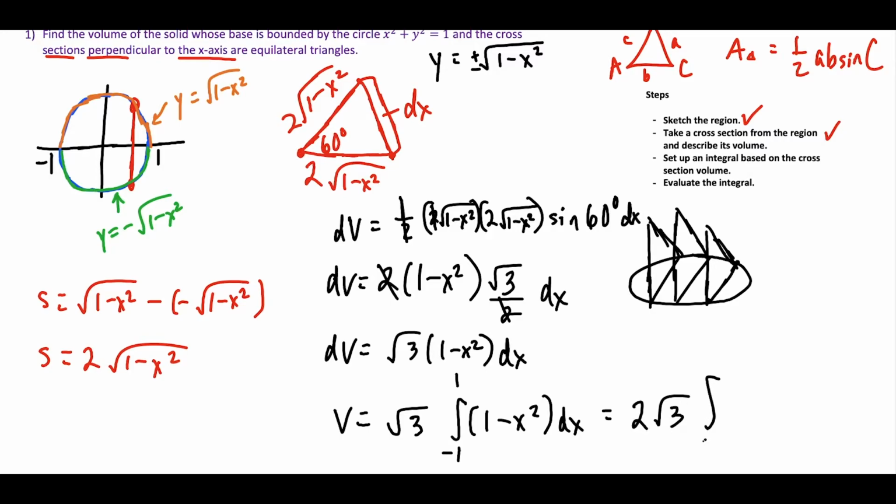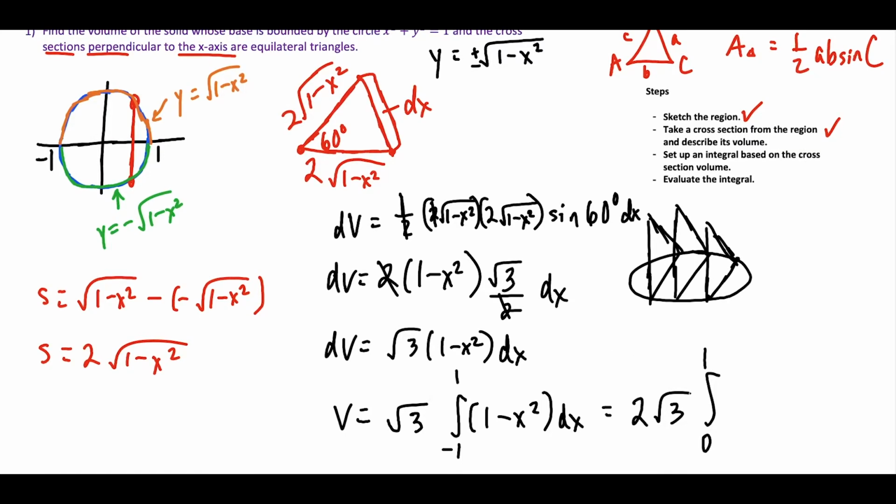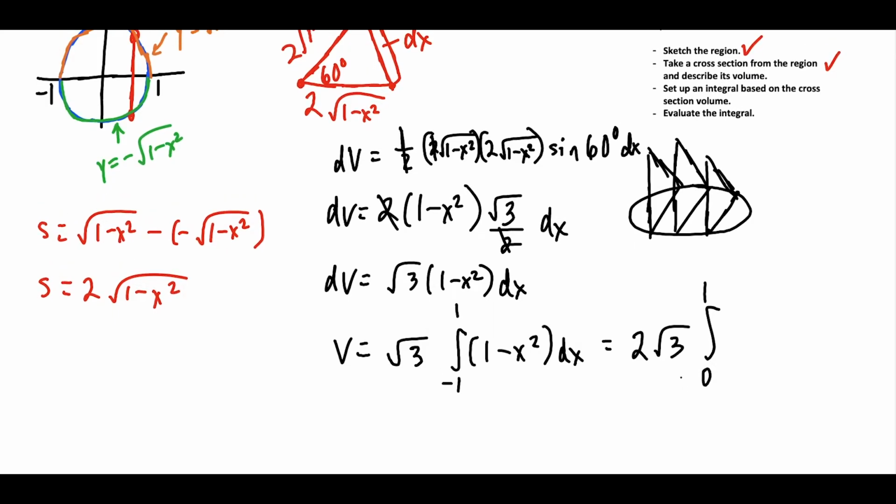But a little trick we could use here, if we want, we could double this integral and then cut the limits in half and go from 0 to 1. Because of the symmetry here, we could find the volume from 0 to 1 and just multiply it by 2. And that's just going to make plugging in a little bit easier, since we're going to be doing this question without a calculator. So we've got 1 minus x squared dx.